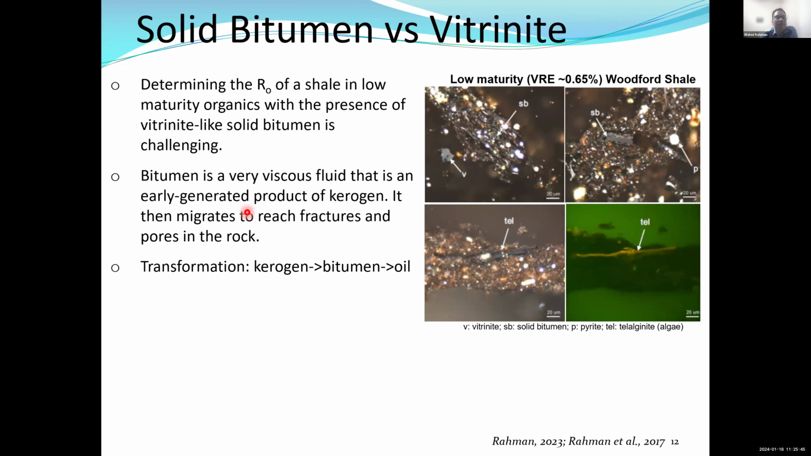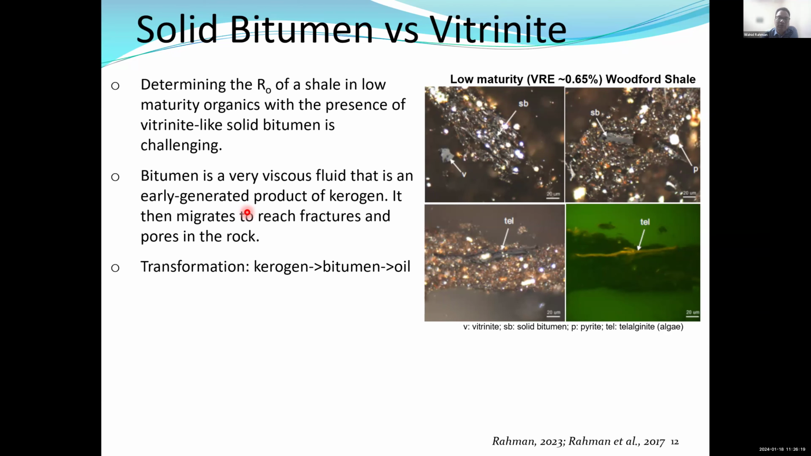So here is the solid bitumen versus vitrinite conversation. Determining Ro in shale with low maturity organics, with the presence of vitrinite-like solid bitumen, is challenging. The reason I say challenging is that solid bitumen is in a low thermal maturity range, so it is going to be rich in hydrogen. So it's going to actually reflect less. More hydrogen in the kerogen means you have more liquids in there. So it's going to be kind of dampened, or it's going to reflect less.